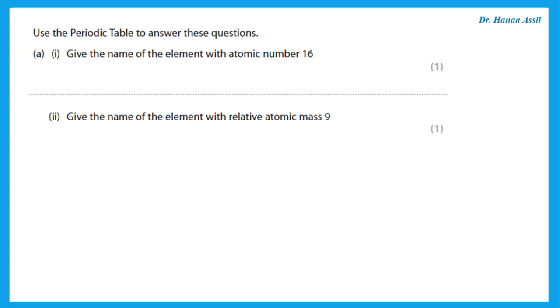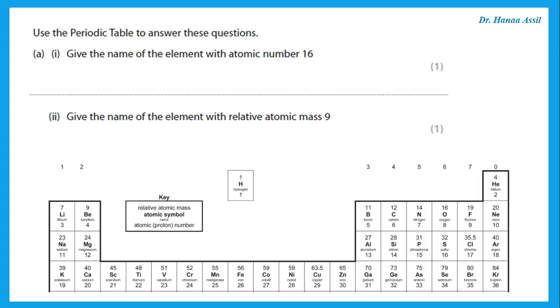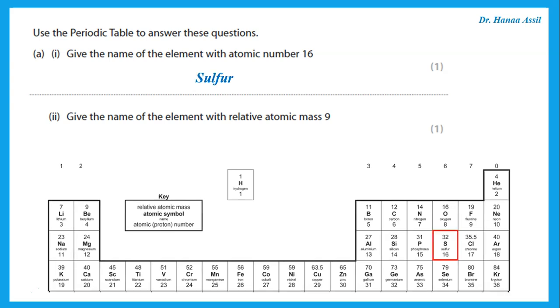Use the periodic table to answer these questions. Give the name of the element with atomic number 16. So I look at the periodic table. I am looking for the element with the small number 16. Atomic number is the small number. If you don't remember, there is a key in the periodic table. So the atomic number in this periodic table is the one that is down. In any periodic table, the atomic number is the smaller number. So which one has an atomic number of 16? Well, that's sulfur.